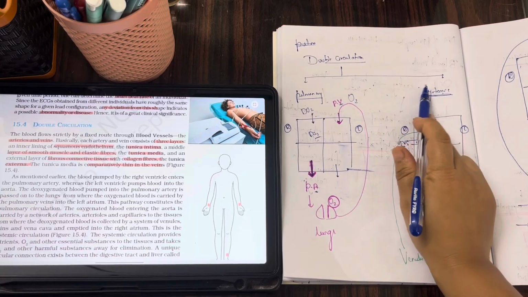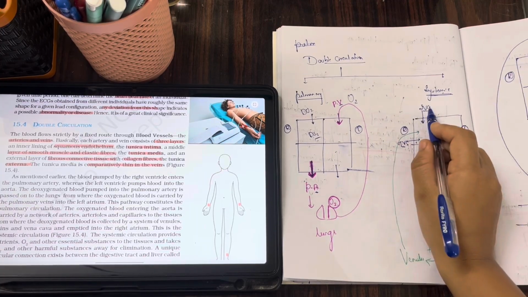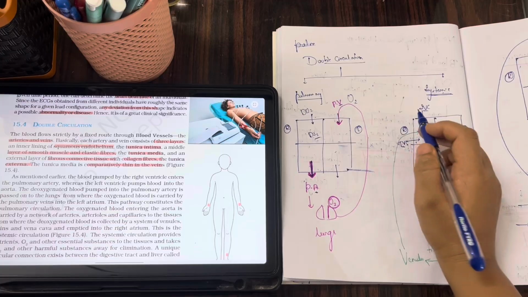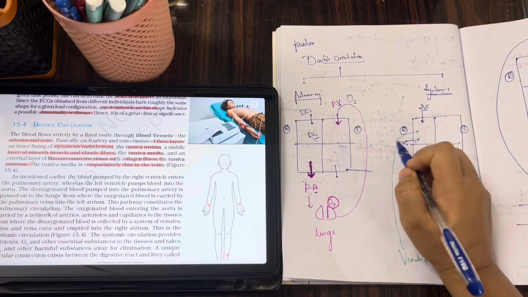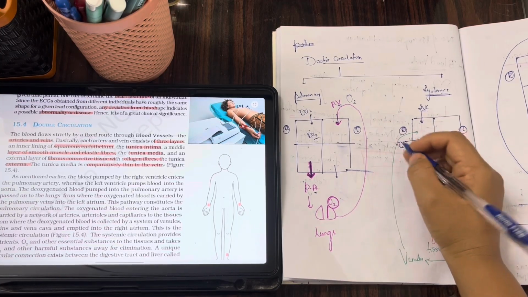So this is called systemic circulation. From the upper part of the body, the superior vena cava carries the deoxygenated blood, and from the lower part of the body, the inferior vena cava will take the deoxygenated blood.